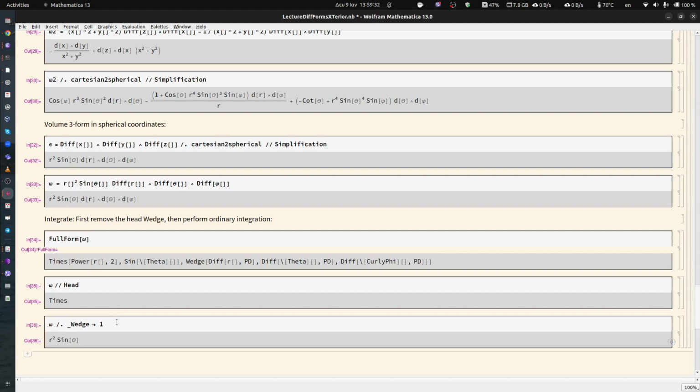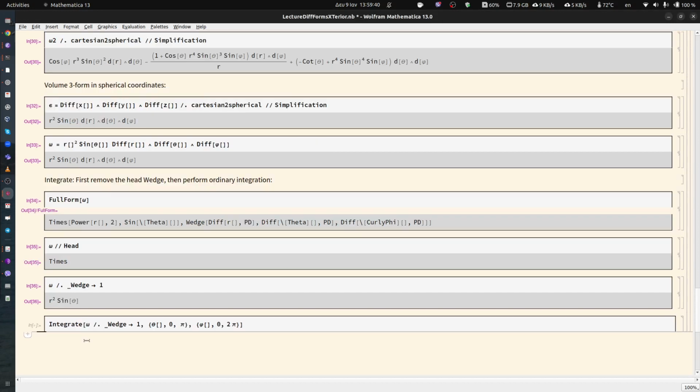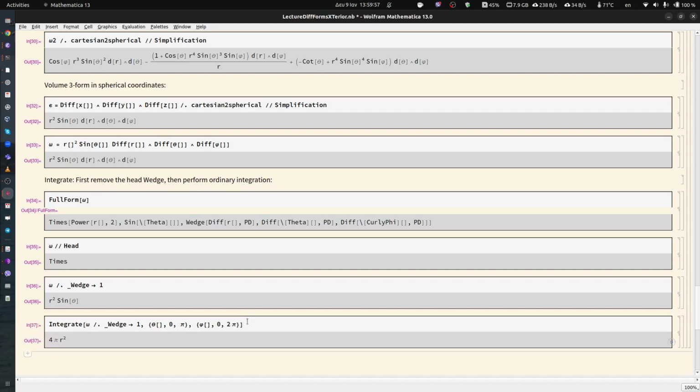So you see, this is the function which we can now integrate using the ordinary Integrate function of Mathematica. So we have this expression here, and we ask Mathematica to integrate it with respect to theta, going from 0 to pi, and phi going from 0 to 2 pi. And that will give us the area of a sphere whose radius is equal to r.